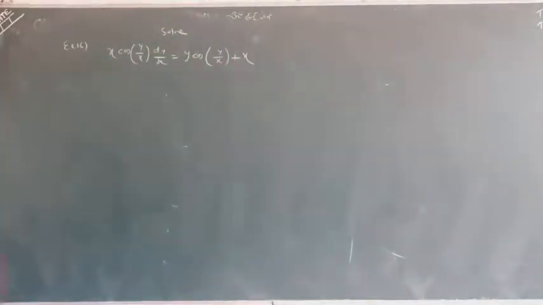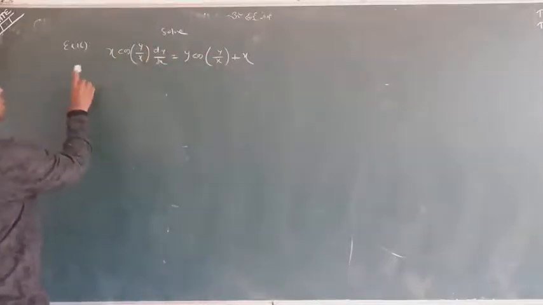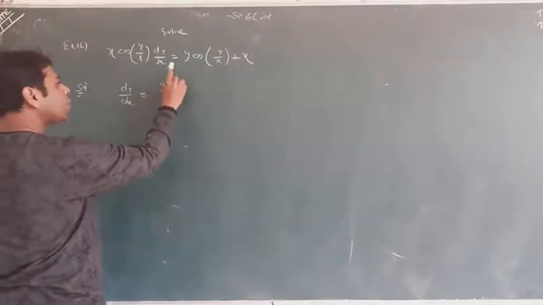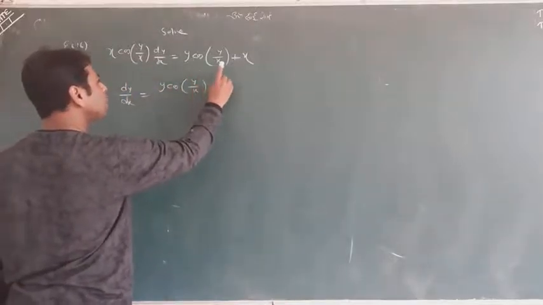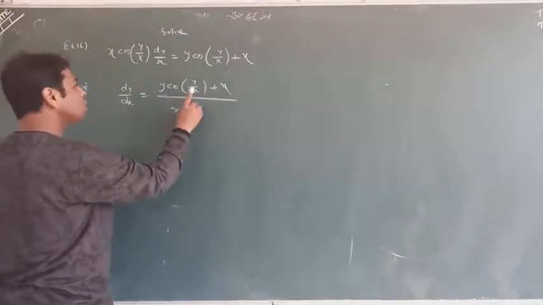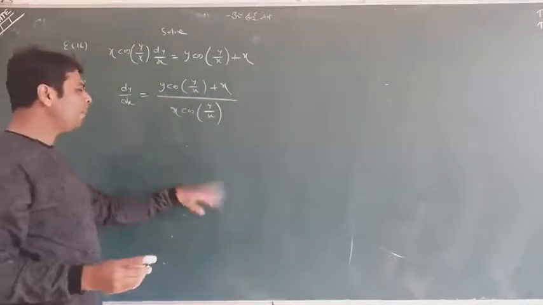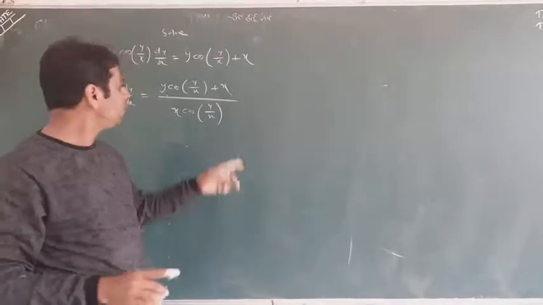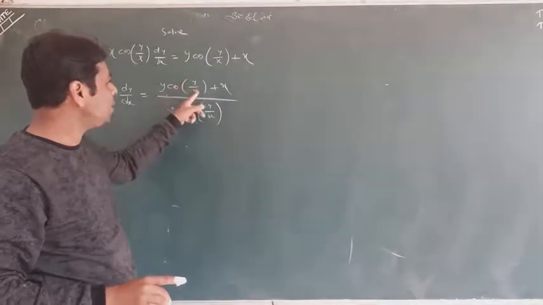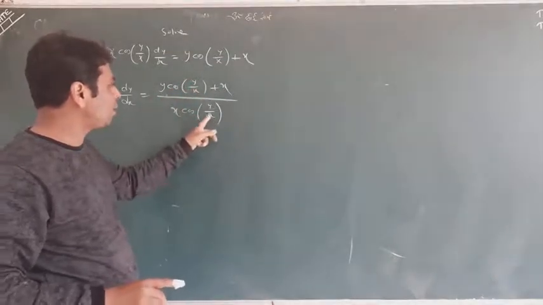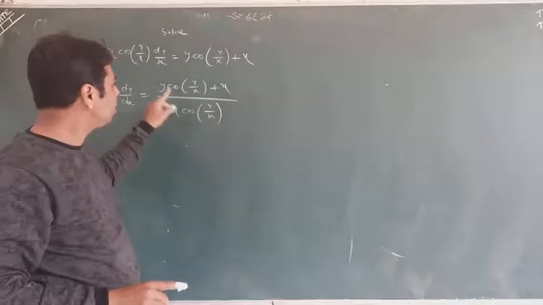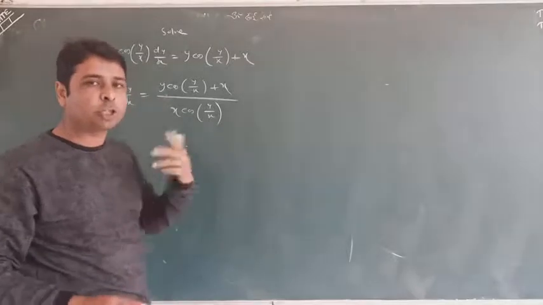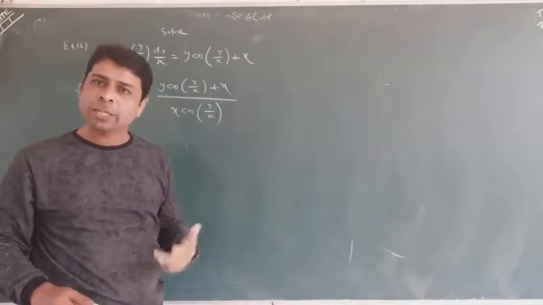It is a differential equation. First of all, take dy/dx separate: y cos(y/x) + x upon x cos(y/x). And how can we show the term is homogeneous? You remember, take x equal to xt, y equal to yt. This is yt, xt, xt, xt, yt, xt. So these two will cancel. T will come out, t to the power 0 will be there, and the same term will remain. It is a homogeneous one.